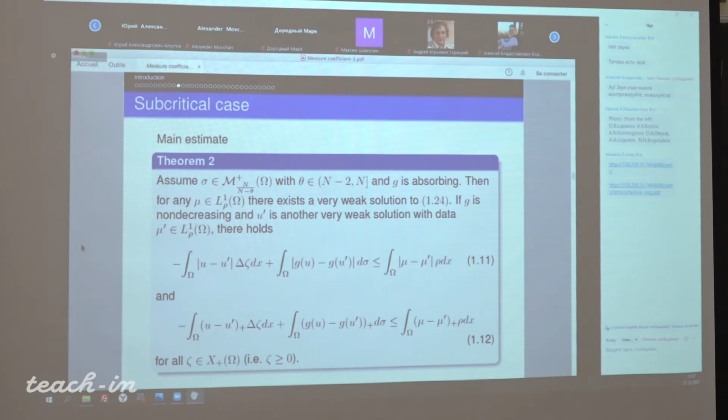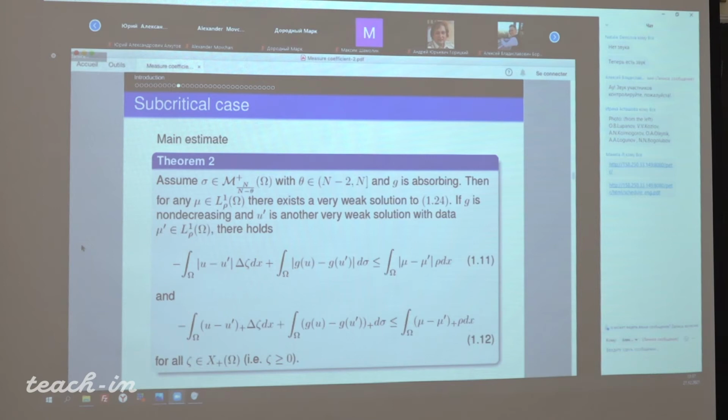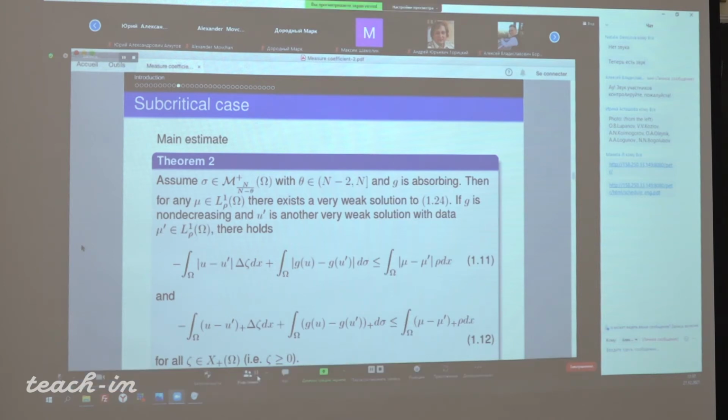Then for any mu in L1 rho, I don't put the right-hand side as a measure, but I put it in just a space of functions. Then there exists a very weak solution to the problem. And if G is non-decreasing and u prime is another very weak solution with data mu prime in L1 rho, then you have this estimate.